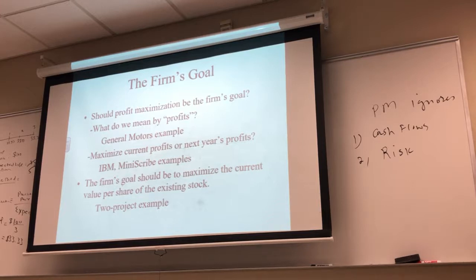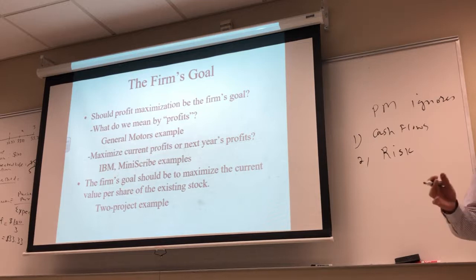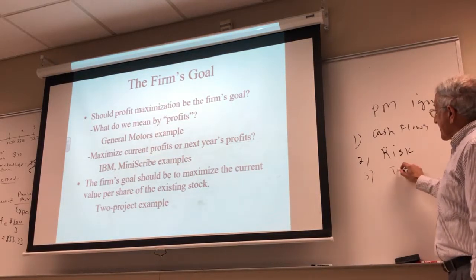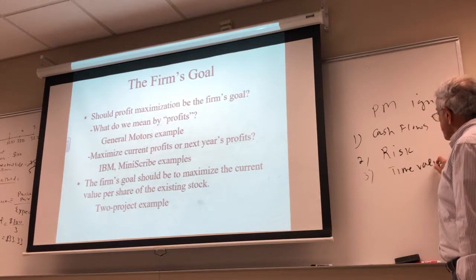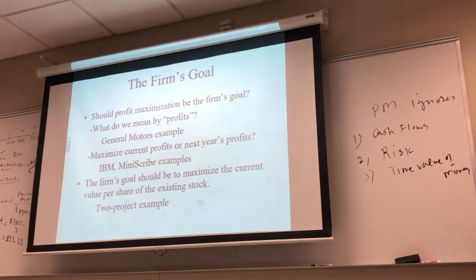Okay, so it ignores risk. So you focus on, we want to maximize profits. You are maximizing risk also. And finally, it ignores the time value of money. Time value of money. Profit maximization ignores the time value of money.